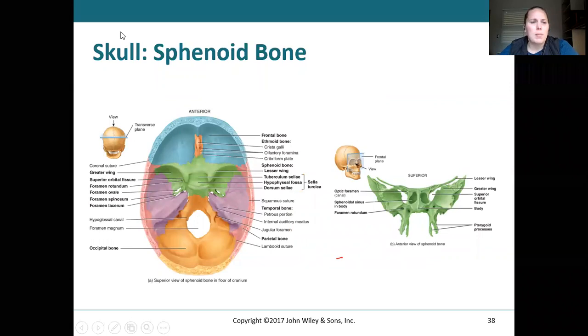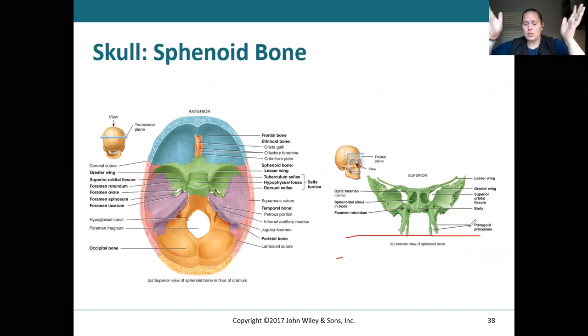Okay, so I pointed out that the ethmoid bone and the sphenoid bone have their own interesting architecture. You can see here the superior view of the sphenoid bone. It's a winged structure. It's a very interesting bone. It's going to be important in forming different fissures and sutures within the skull. And here you can see how it interacts with all of the different parts of the skull.